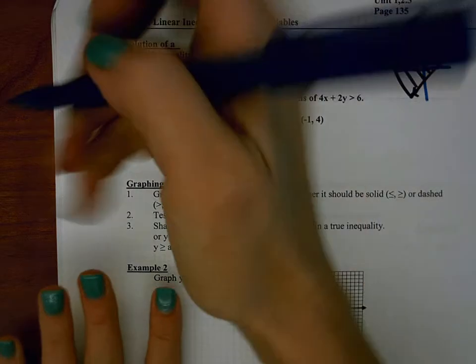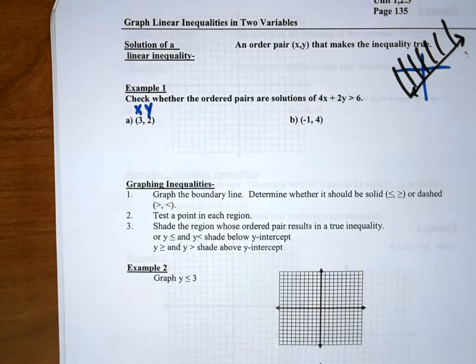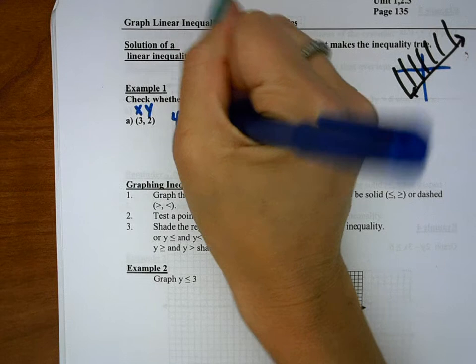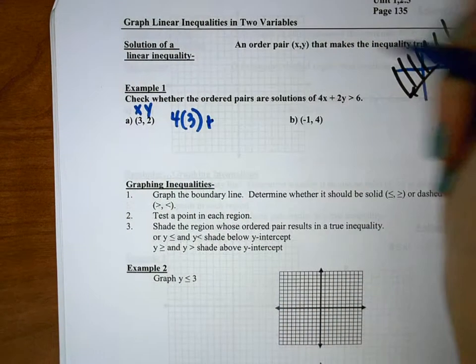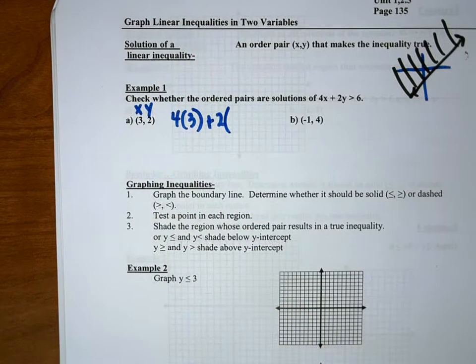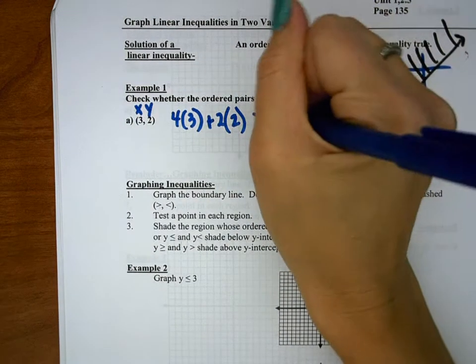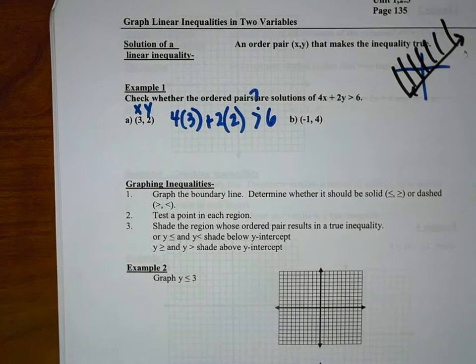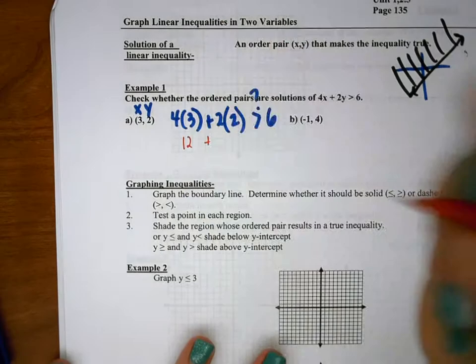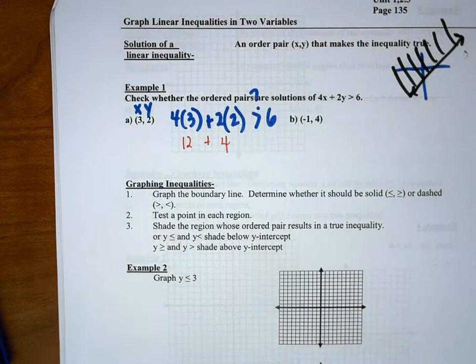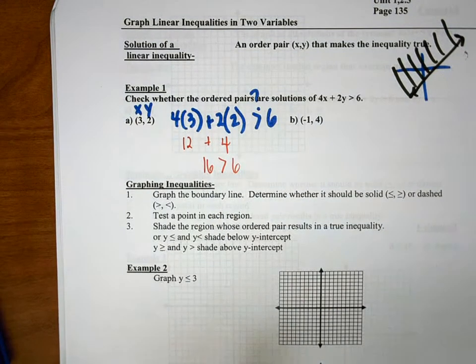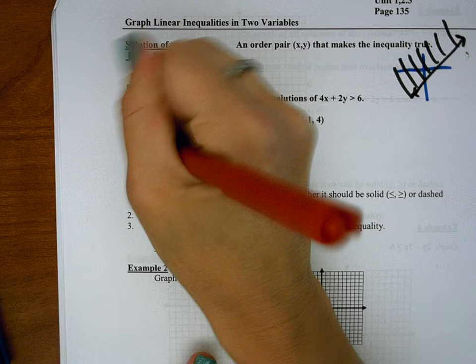Okay? So remember that ordered pairs go x and then y. So we would have 4 times 3 plus 2 times 2. And we are checking, we don't know, so I'm putting a question mark. Is it greater than 6? So what is 4 times 3? And 2 times 2 is 4. And when we add those, I get 16. Is 16 greater than 6? Yes, so this is true. It is a solution.